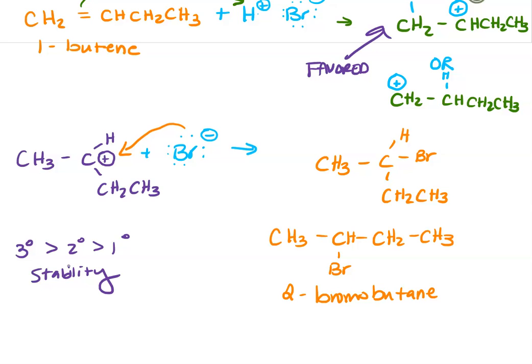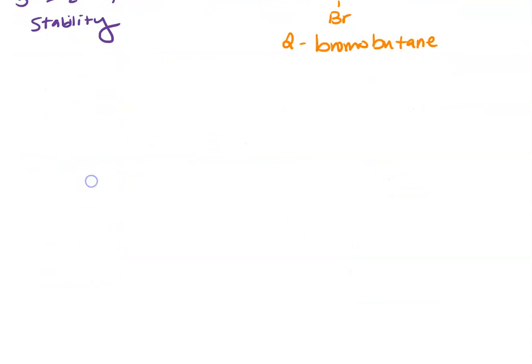So, if we were dealing with something where there was no preference, so like let's say that we had 2-butene. Just kidding. So if we look at something like this, we can look at this, and if we were to react this with, let's do hydrogen fluoride here.